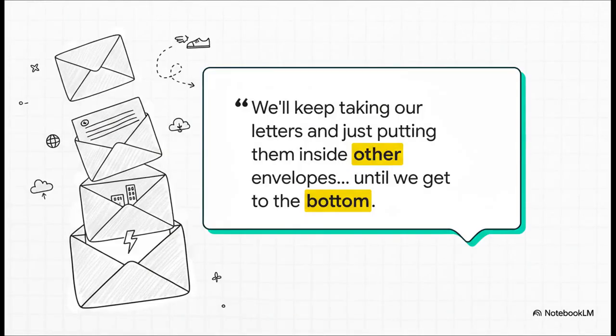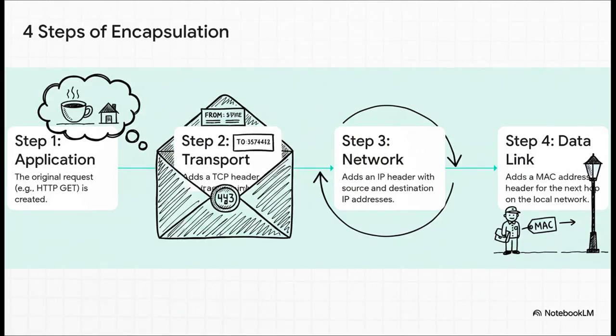Yeah, let's stick with this mail analogy because it is absolutely perfect for understanding this. Imagine your data is a letter. Encapsulation is literally the process of putting that letter into an envelope, then putting that envelope inside another one, and then that one into another, and so on. Each envelope has a totally different kind of address, meant for a different kind of mail carrier along the way. So here's how it goes down. First, at the application layer, Johnny's browser creates the basic message. Hey, get me the networkchuck.coffee homepage.